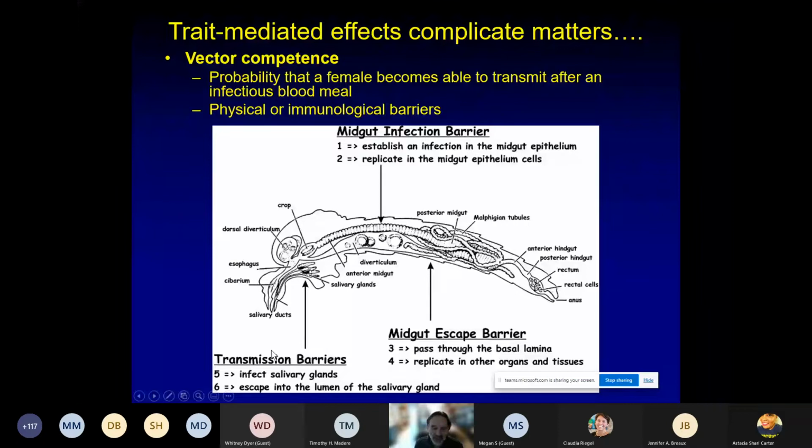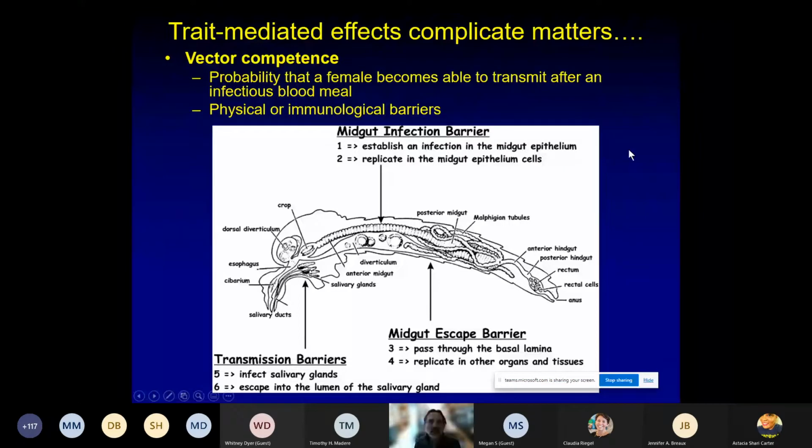The mosquito females invest in defenses at all these stages, physical and immunological barriers to inhibit the virus, simply because the virus is by no means good for the mosquito. It is exploiting that mosquito.